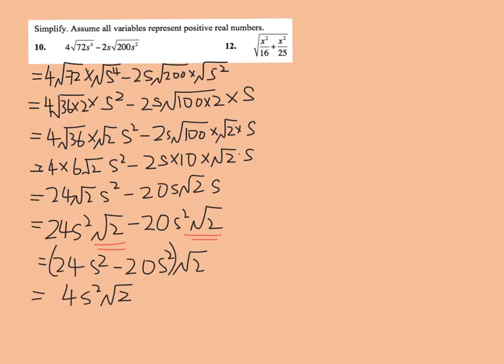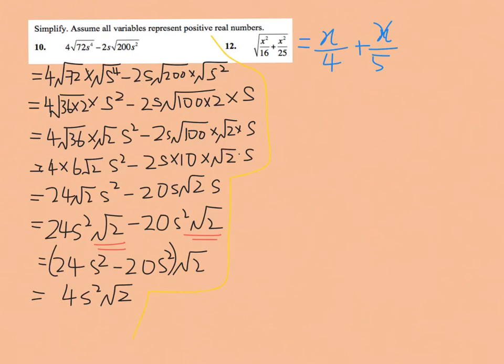For example 12, we are looking to simplify the square root of x squared over 16 plus x squared over 25. Some students will take the square root of x squared over 16, and that gives us x over 4, and take the square root of x squared over 25, and that gives us x over 5. And that's one way to simplify the expression. This is a very common mistake, and I'm going to show you why this is not correct.